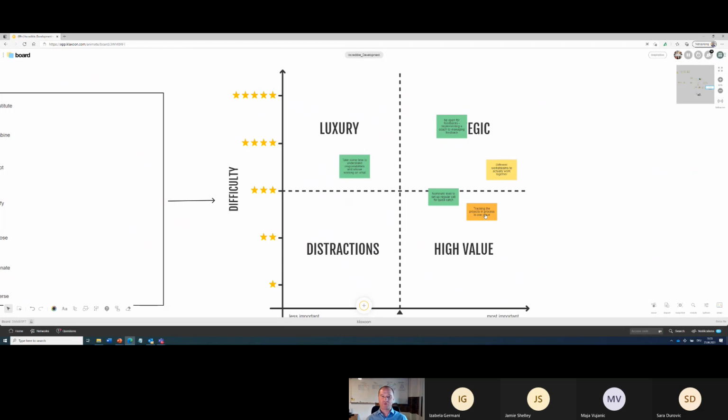Move the post-it notes around. You can compete to move the post-it notes. Move them around the prioritization matrix. Go for it. Give you 60 seconds. That's it, another 40 seconds. Move the post-it notes around until you're happy with the placement of them.